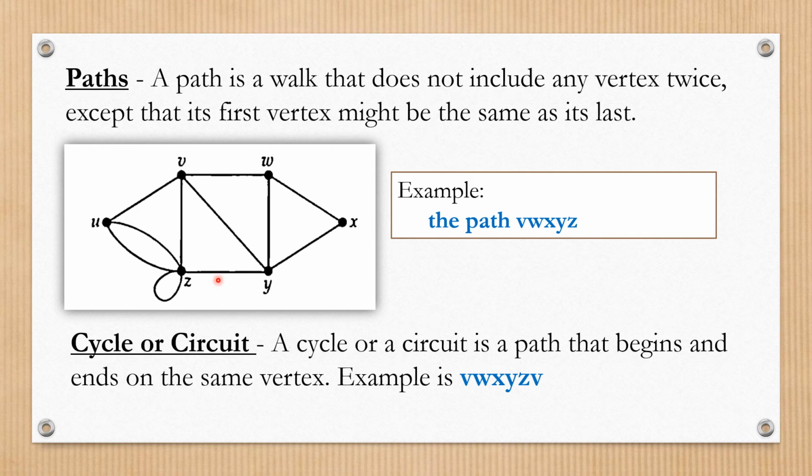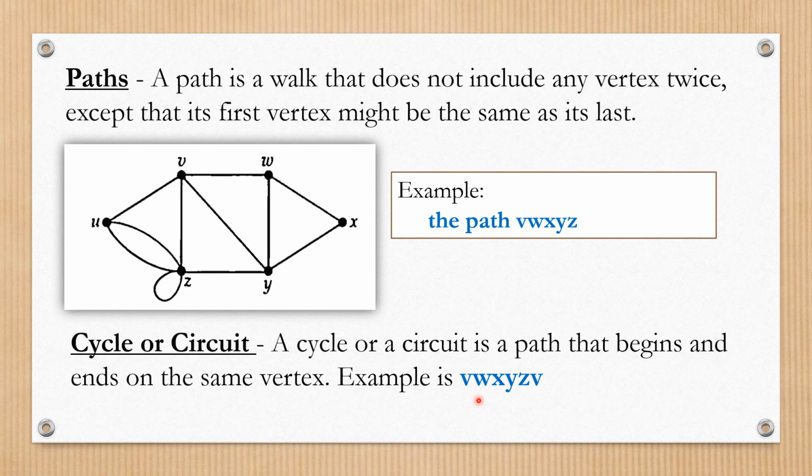Cycle or circuit. From the word cycle, pag sinabi natin cycle, di ba para siyang circle? So, a cycle or a circuit is a path that begins and ends on the same vertex. So, remember, this is a path. Ibig sabihin, once lang natin pwedeng gamitin ang vertex. Pero, since this is a circuit or a cycle, ibig sabihin, kung saan vertex tayo nag-start, dun din tayo mag-e-end.